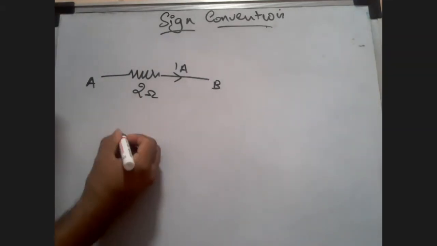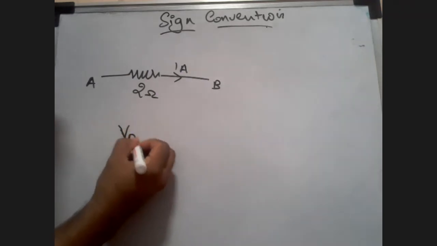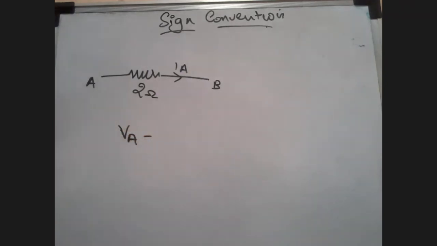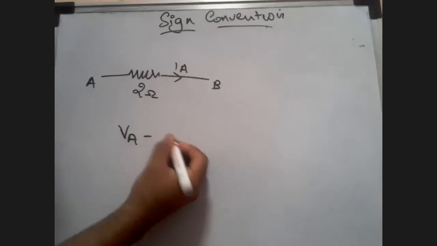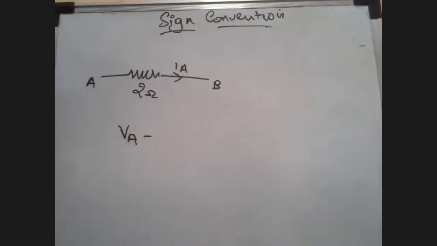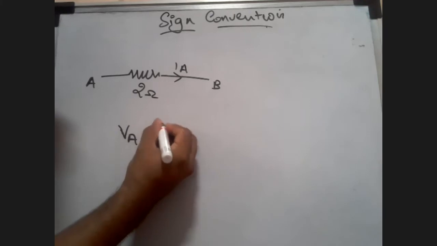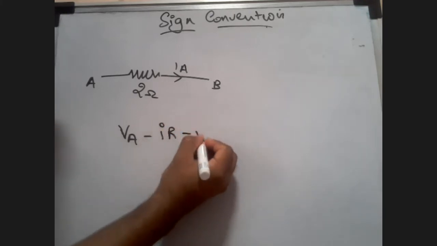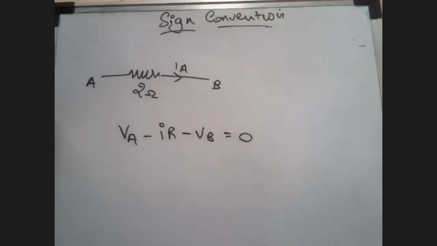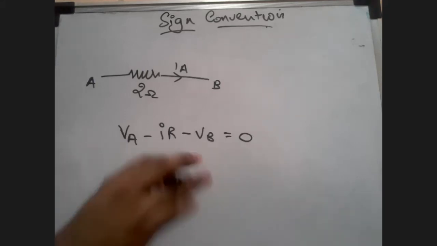What will it be? VA minus or plus? Minus, it will be minus IR. Yes or no? Minus IR. Tell me in a general form. We'll go quickly after 2-3 sums. VA minus IR minus VB equals 0. Okay, this is understood. Everyone clear? There should not be any doubt.